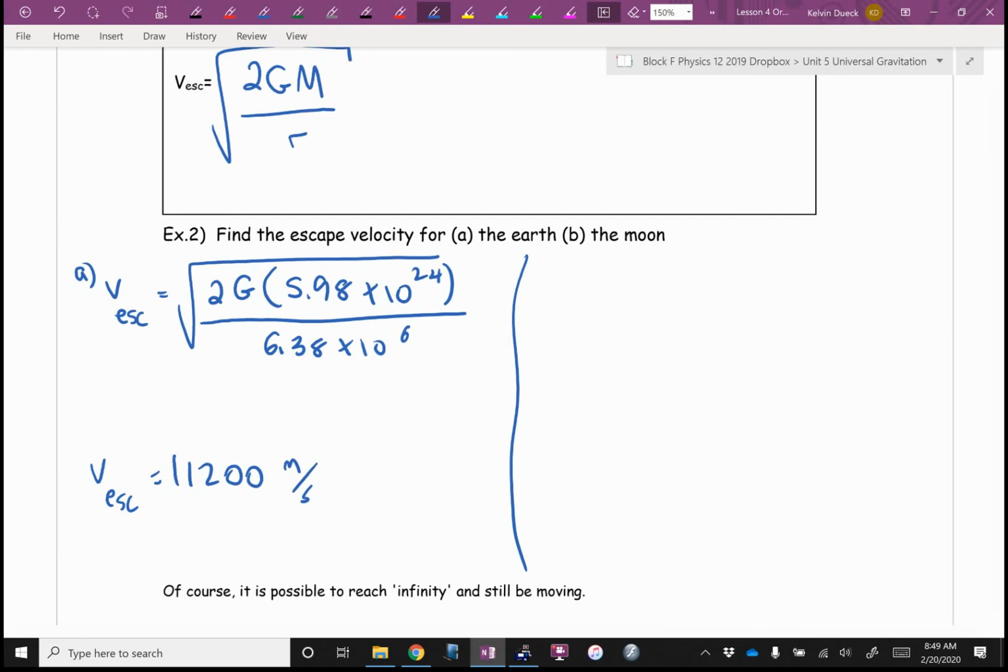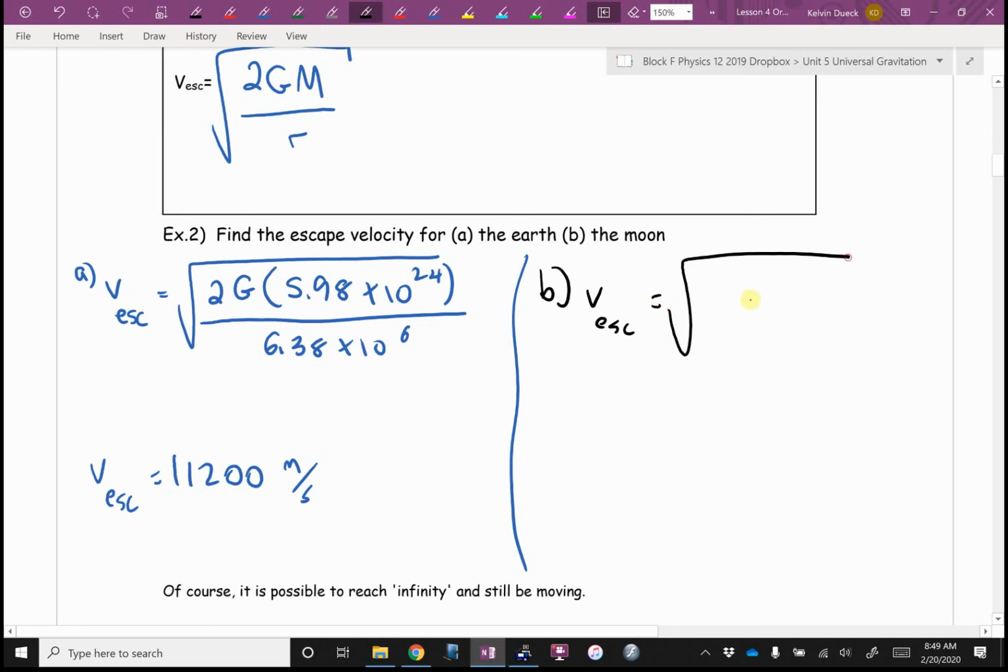Do you expect the escape velocity for the moon to be bigger or smaller than the Earth? Smaller. Have I showed you the we should be building moon bases video yet? Okay, we may get to that today. I don't know yet. So let's find escape velocity for the moon.